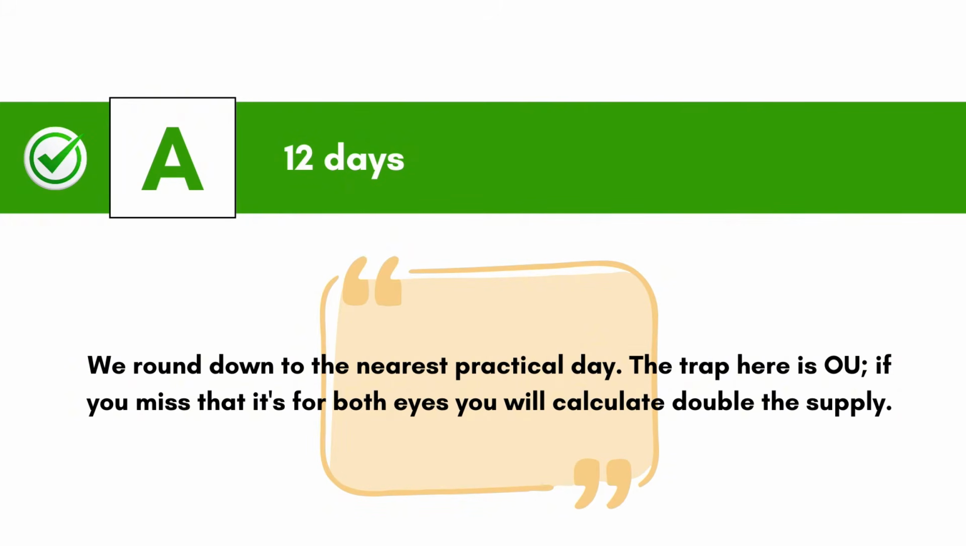Correct. Option A is correct, 12 days. We round down to the nearest practical day. The trap here is OU. If you miss that it's for both eyes, you will calculate double the supply.